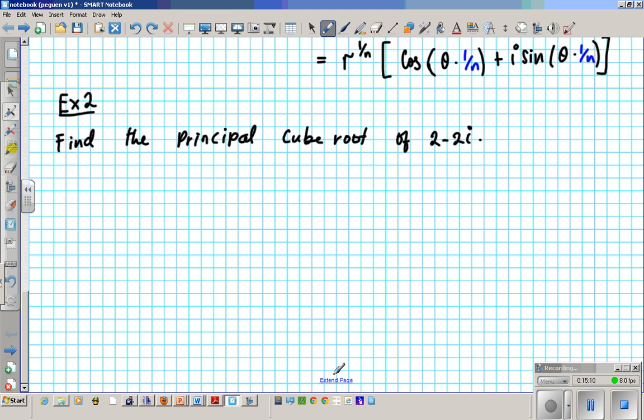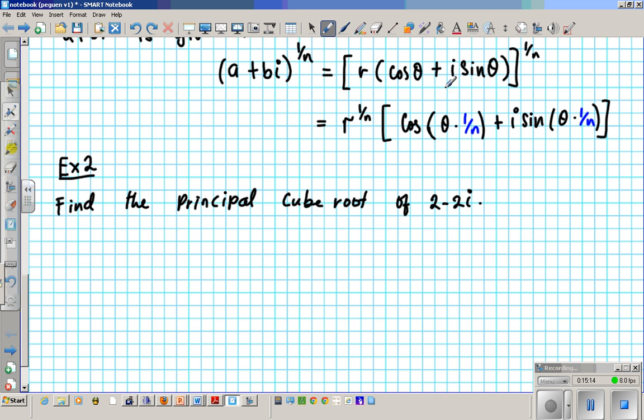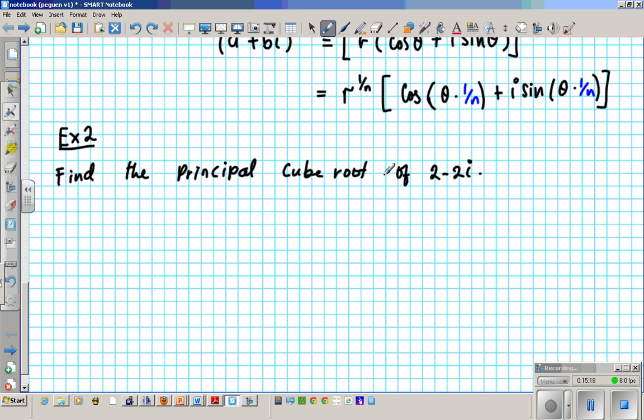In order to apply it here, as the formula indicates, it needs to be expressed in polar form first, and then we can apply the formula. So let's express this number in polar form.